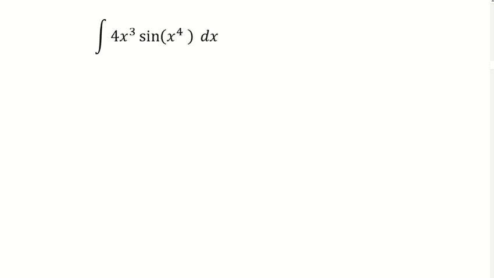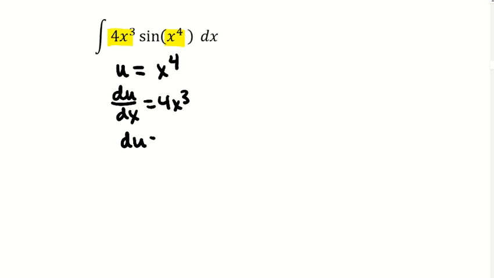All right, here's another one that is prime for u substitution. I'm seeing that 4x to the third is the derivative of x to the fourth. So I'm going to use u substitution on this. I'm going to let u equal x to the fourth. Then I'm going to take the derivative: du/dx is equal to 4x to the third. And that means that du is 4x to the third dx.